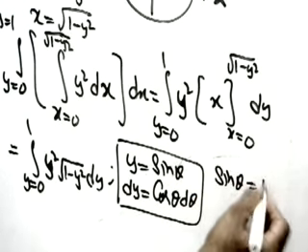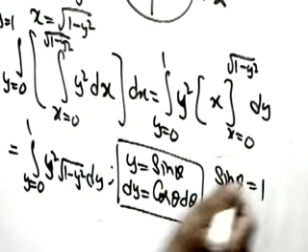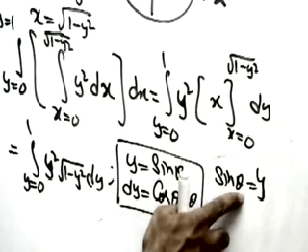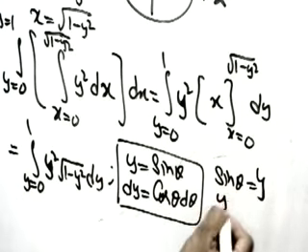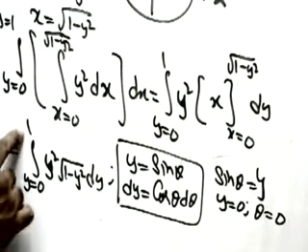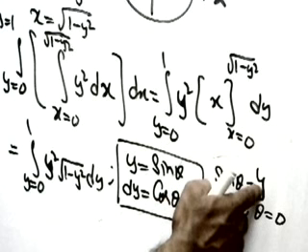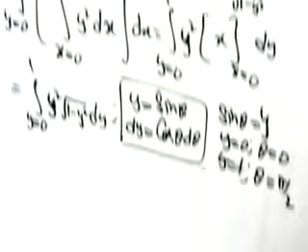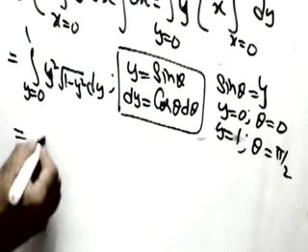Also let us see how the limits are changing. Sine theta equals y we are having. If you put y equals 0, sine theta is 0, so theta is also 0. This is the lower limit. If you put y equals 1, sine theta equals 1 means 90 degrees. So theta equals 90 degrees, that is pi by 2. So these limits will change now.